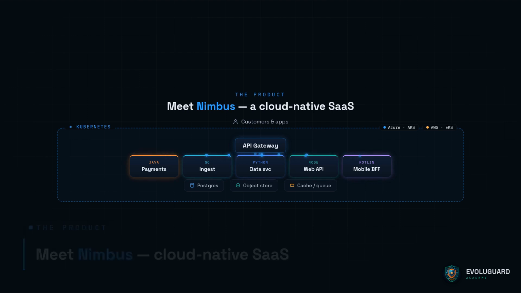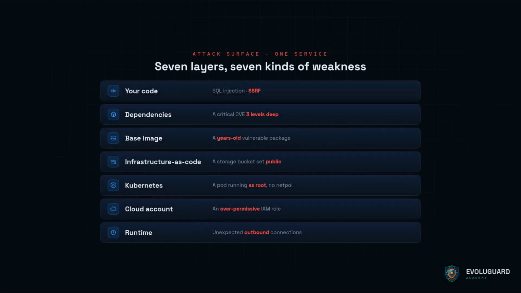Each one is built into a container image. They all run on Kubernetes. And to serve customers in different regions and meet their procurement demands, the same platform is deployed on Azure's managed Kubernetes, AKS, and Amazon's, EKS. Now here's the key mental model for the whole video.